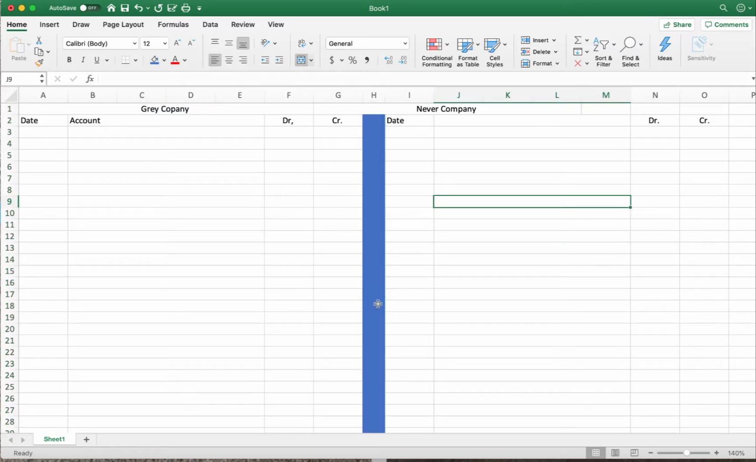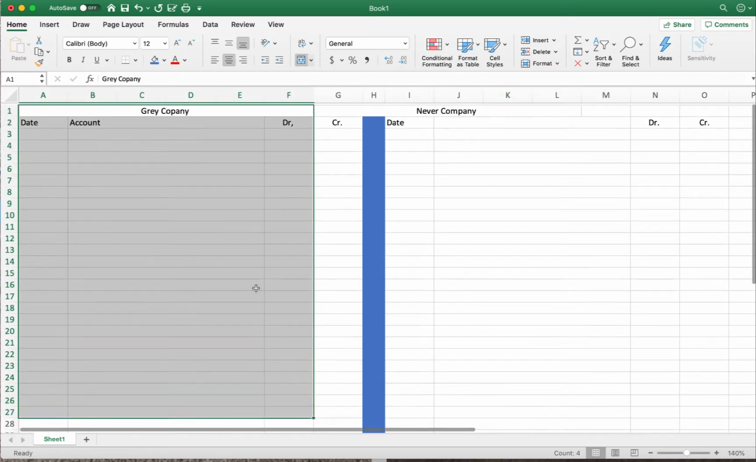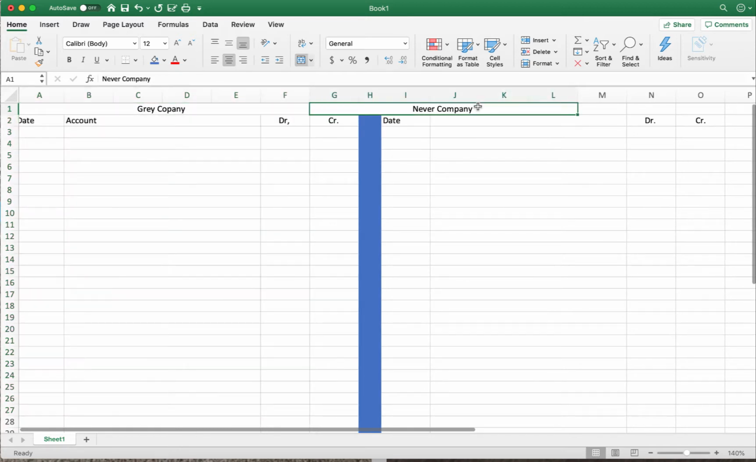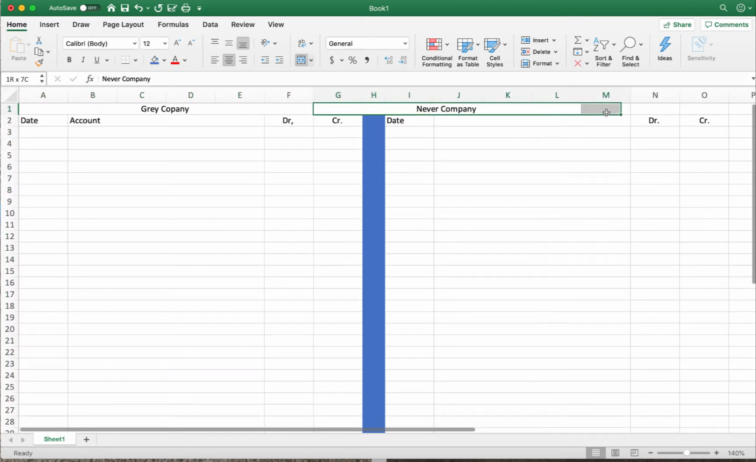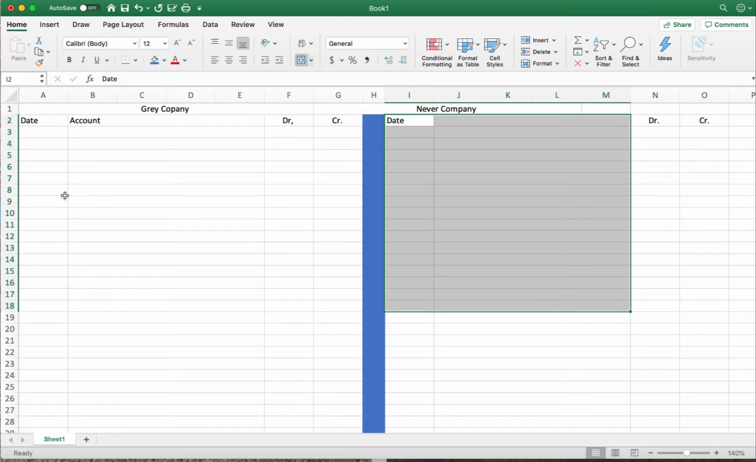The reason why I made this blue is because I just want to specify that this is the journal for Gray Company, and I spelled that wrong. This over here is the journal for Never Company, okay?